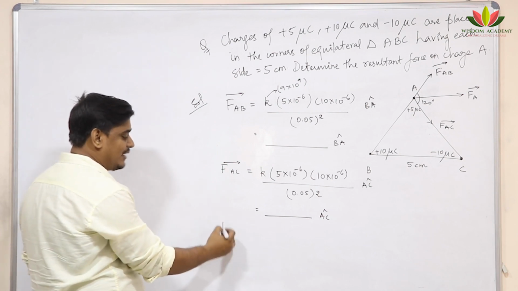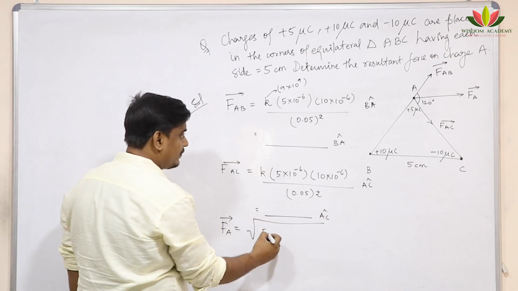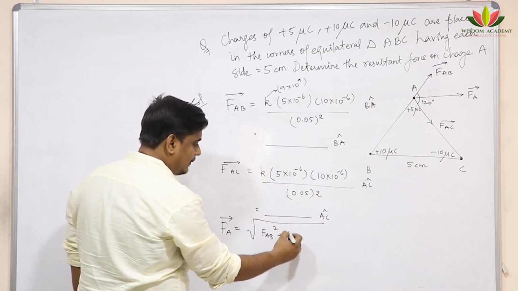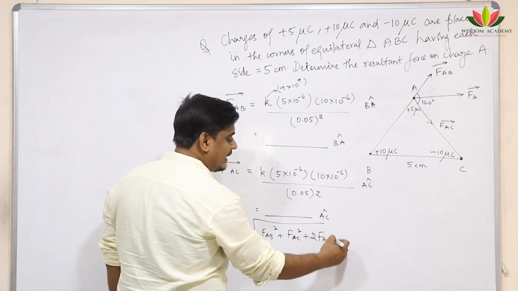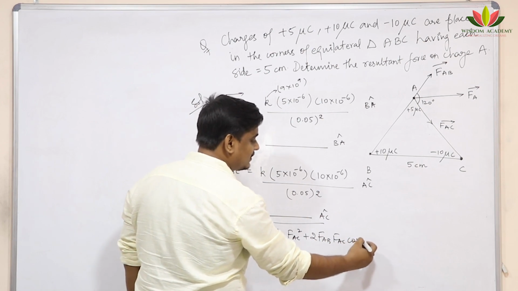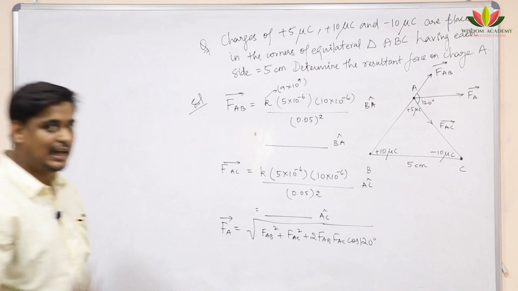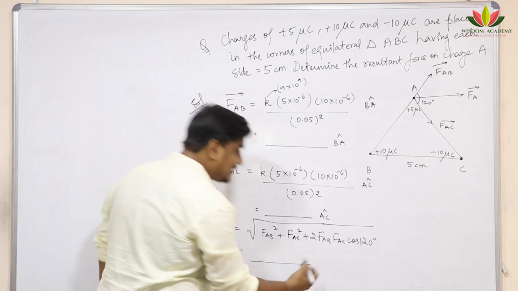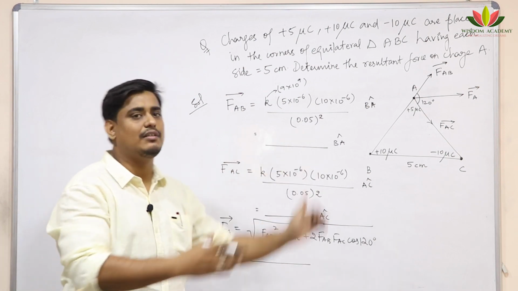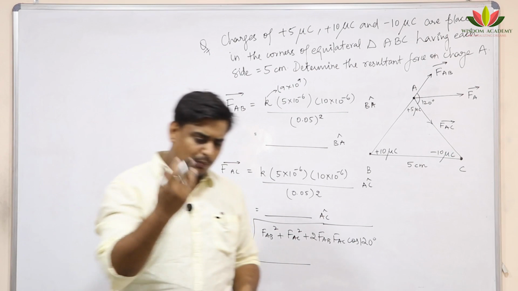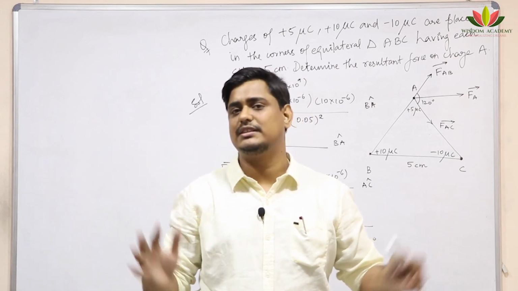Finally, you will get the value of FA as I told you just now, root over FAB square plus FAC square plus 2 FAB FAC cos 120 degree. So when you put the values, you will get the answer. I am not doing it for you because I want you to practice by yourself, and it is just basic calculation. There are no technical things involved inside this, so I am leaving it to you. One more thing I want to tell you is that there are lots of questions from these areas.